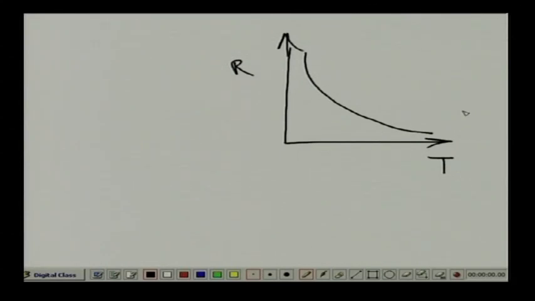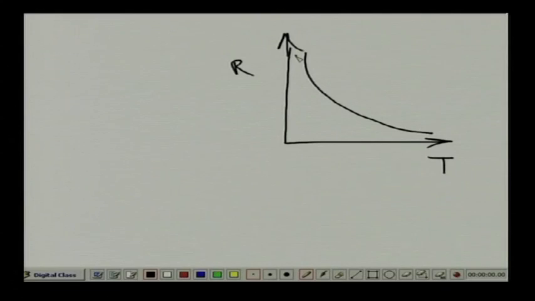Okay. As I told you in the beginning, the higher the value of beta, the sharper will be the fall, and the more the sensitivity of the thermistor. We always want the sensitivity to be more. Now, if you connect a resistor in parallel with the thermistor, first of all you will lose sensitivity, and if you lose the sensitivity, it will look like this one, you see.